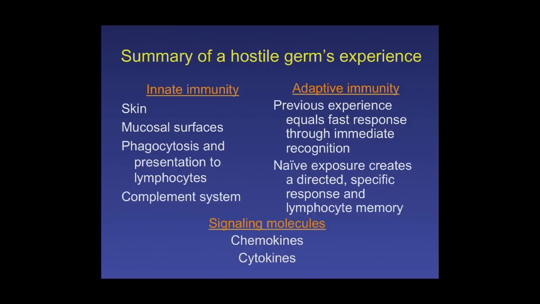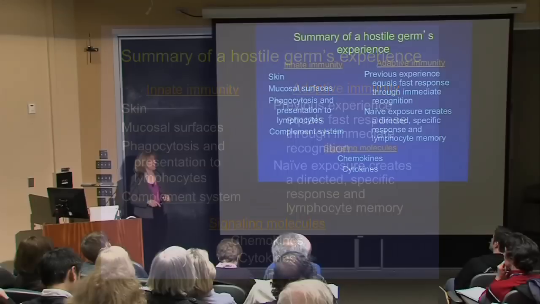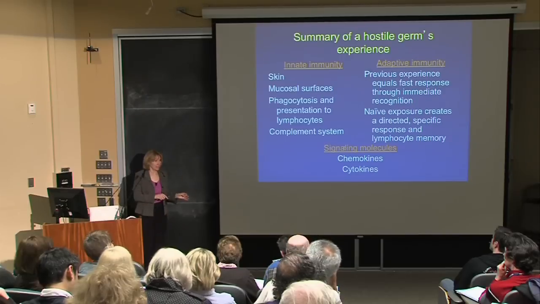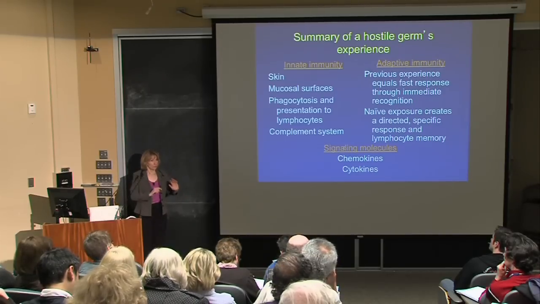What we've done, innate immunity, some of the defenses that are there for almost any germ that comes into the body, the adaptive immunity, and if it's the first time for exposure, then it'll take a little while, and there's a directed specific response, and memory is formed. If it's not the first time, and the immune system has previous memory, there's going to be a very big, very fast, directed response because the immune system has already seen that, memorized it, and is ready and just waiting for you to come along. And then none of this would be possible without the help of chemokines and cytokines. Okay? Phew.